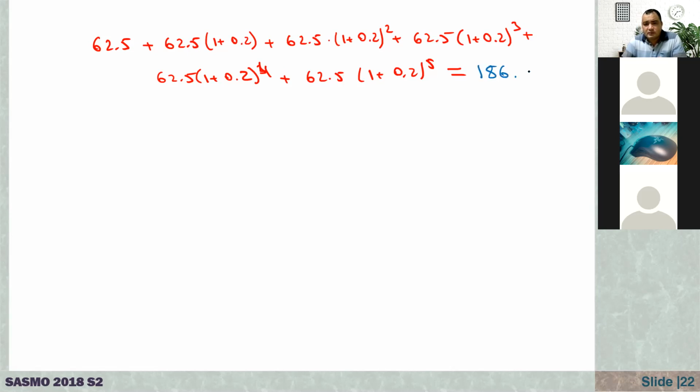186.6. Yeah, it asks for a whole number, so 187. It's not possible. How? The sum of these numbers, what is it? Yeah, I used the calculator and found... No, here we have 6 numbers. All numbers are greater than 62. How can it be 186?